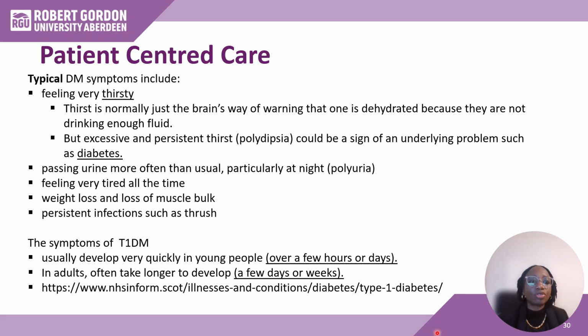So passing more urine than usual, particularly at night. That's polyuria, and that explains why some people present with bedwetting. And you're always feeling tired because you have that hyperglycemia. There's also a bit of weight loss and loss of muscle mass and persistent infections such as thrush, just because there's an impact on the immune system. The symptoms of type 1 diabetes develop quickly in young people, so it could be a matter of hours or a matter of days. In adults, it may take up to a few weeks.